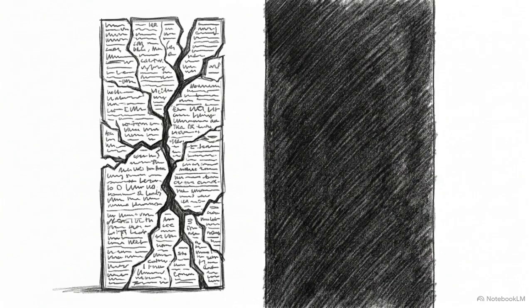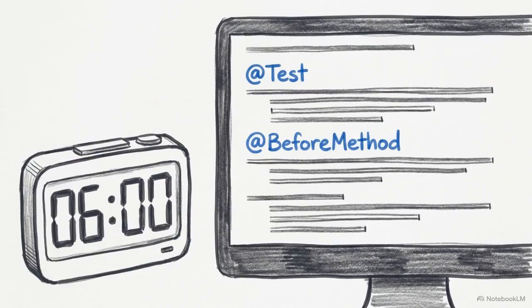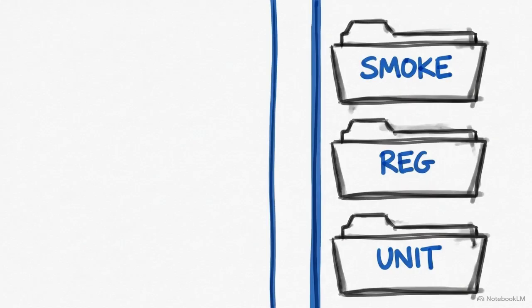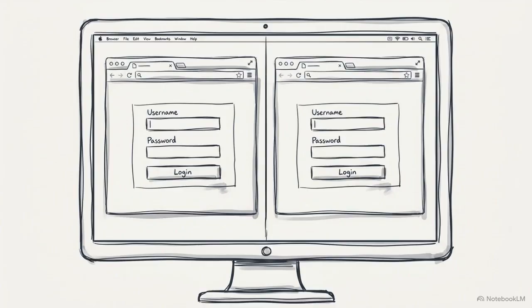Look at this split screen. On the left is the monolith, brittle and hard to maintain. On the right is where we are going, a structured TestNG suite, where tests are isolated, intelligently grouped, and executed perfectly. Over the next 6 minutes, we are going to apply structural annotations to separate your logic, group your tests by type, parameterize data to avoid repetition, and enable fast parallel execution.